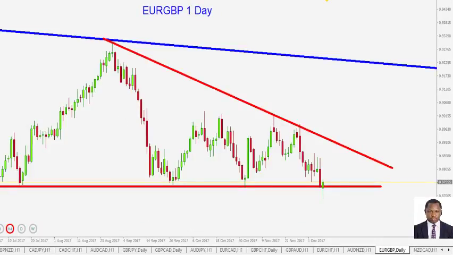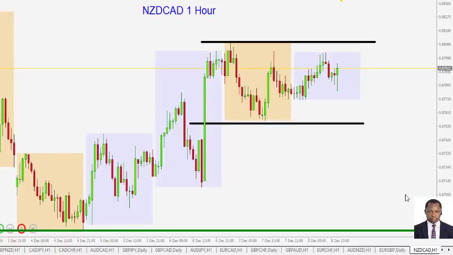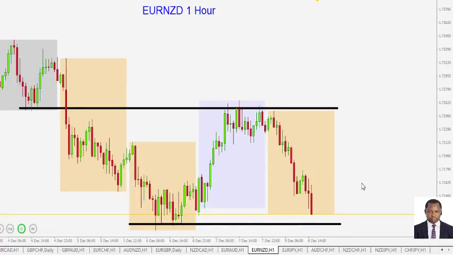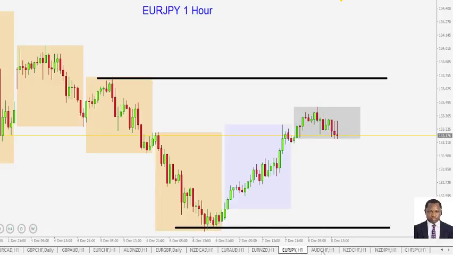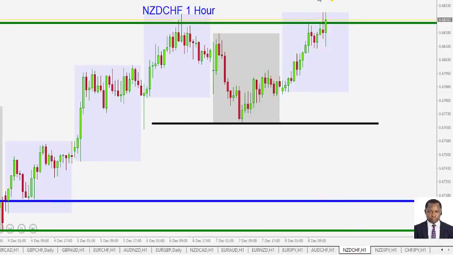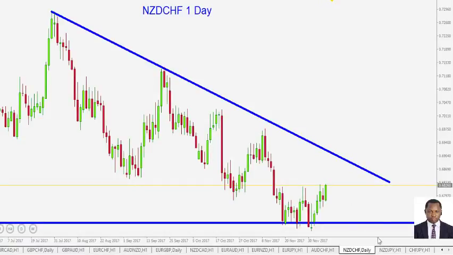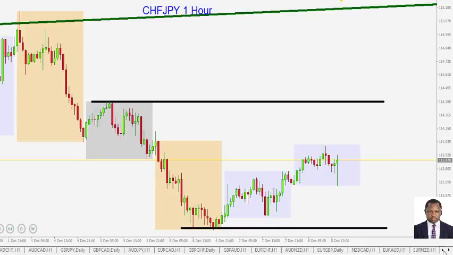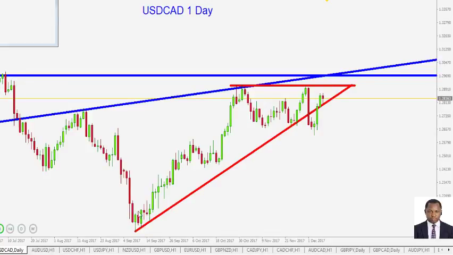Euro against the sterling pounds, key level of support. Also keep an eye here. Still too early, we need that candle to close. Okay, we need to wait. There is no valid trading opportunity anywhere right now.